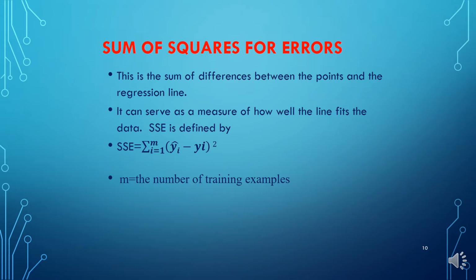The SSE is defined by the y hat, the estimated value of yi, minus yi, the whole square, and you take it for each point. So there are m training examples, i is equal to 1 to m. Yi hat minus yi whole square gives you the sum of squared errors. M is the number of training examples.